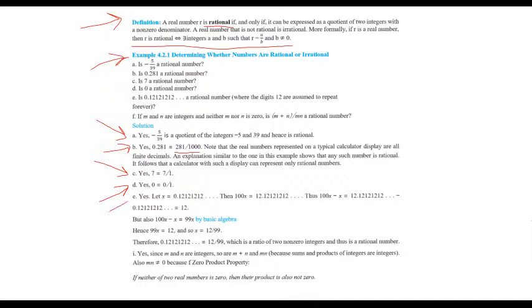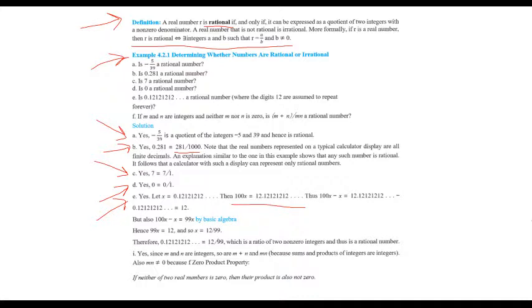It says x is equal to 0.121212, and the digits 1 and 2 are assumed to repeat forever. So consider this number as x, okay? So we conclude that 100x would be equal to 12.121212, with the repetition of 12 forever.